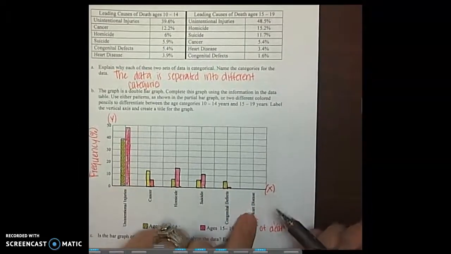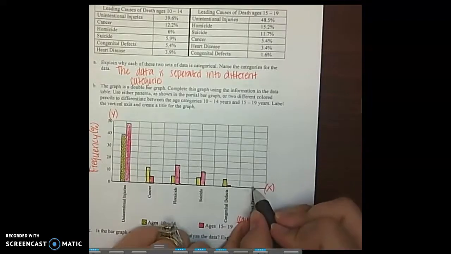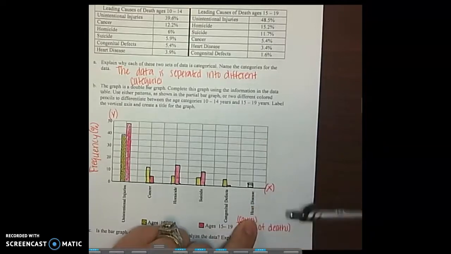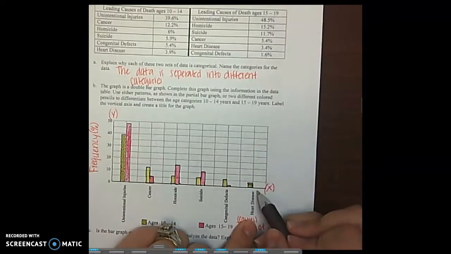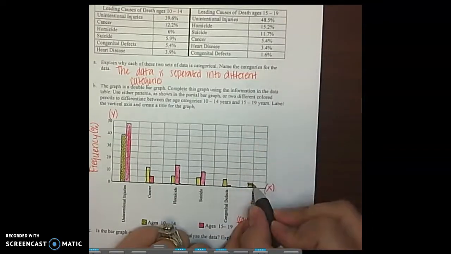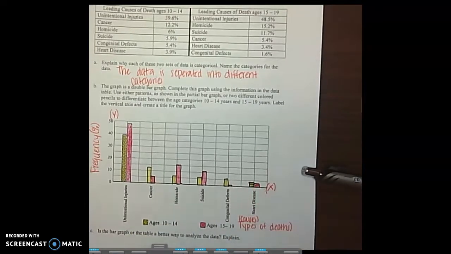Then at Heart Disease, which is going to be our last one, I'm at 3.9, so it's very small. But it's very close to the 5% line. And I'm going to color it yellow. Then for 15 through 19, I'm at 3.4. So it's very close to what I was for my 10 to 14.